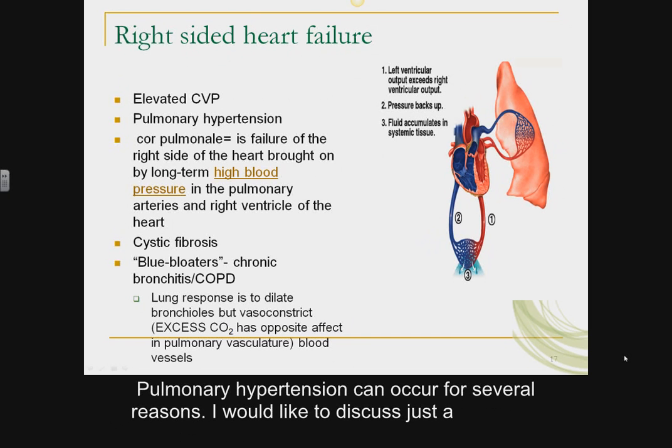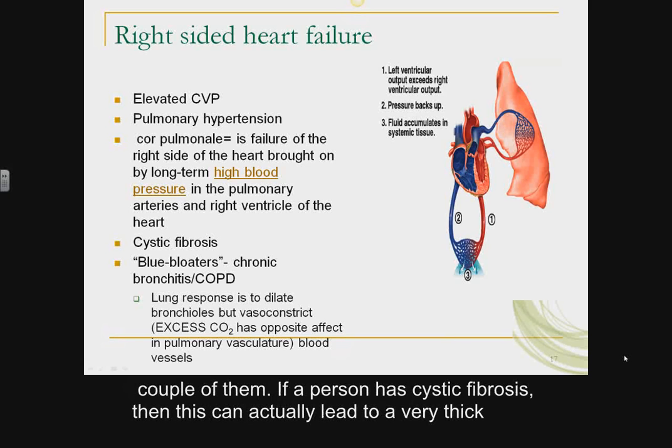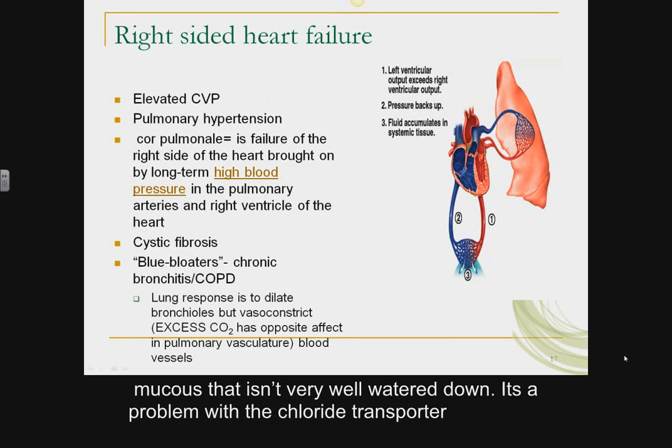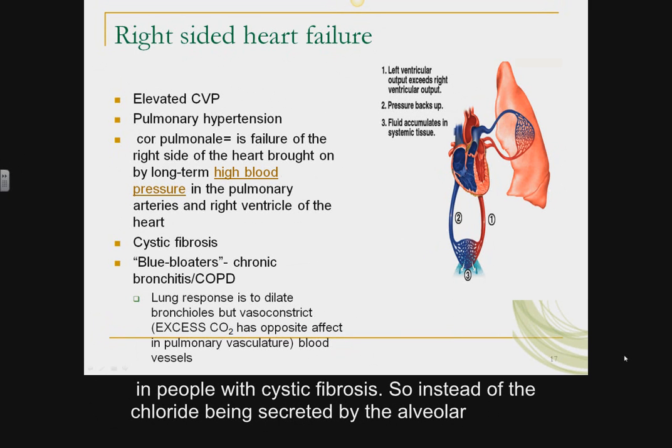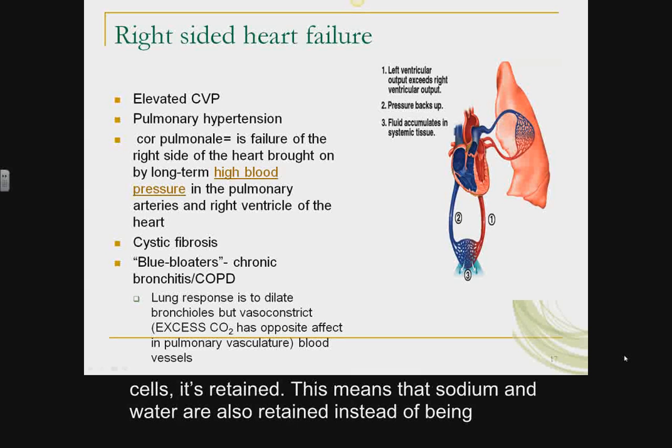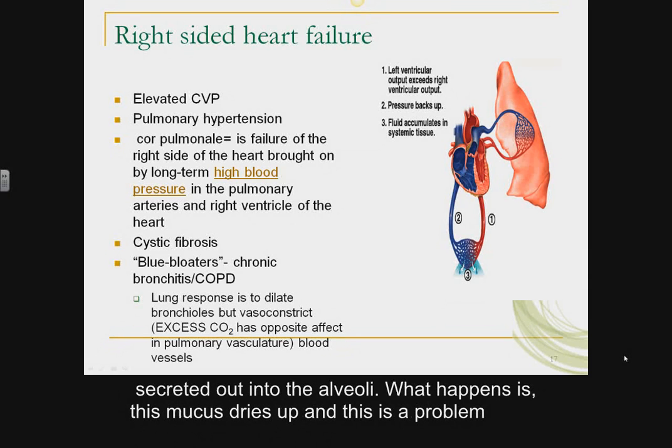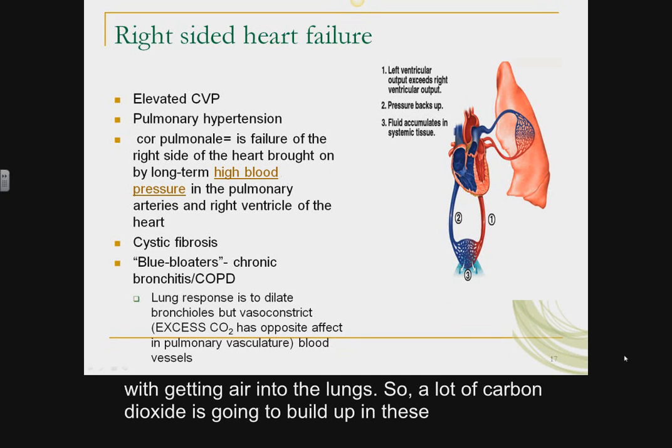Pulmonary hypertension can occur for several reasons. I would like to discuss just a couple of them. Say, for example, a person has cystic fibrosis. This can actually lead to a very thick mucus that isn't very well watered down, and the problem, you see, is the chloride transporter. So instead of the chloride being secreted by the alveolar cells, it's retained. This means that sodium and water are also retained instead of being secreted out into the alveoli. What happens is this mucus dries up, and this is a problem now with getting air into the lungs.